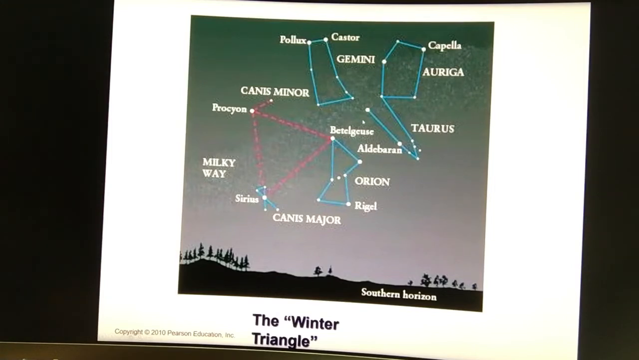There are some other familiar constellations in the winter sky as well. One is called Taurus, and you can see it here, and the other one is called the Gemini constellation, and there are two bright stars in the Gemini constellation. One is called Pollux, and the other one is called Castor. Okay.